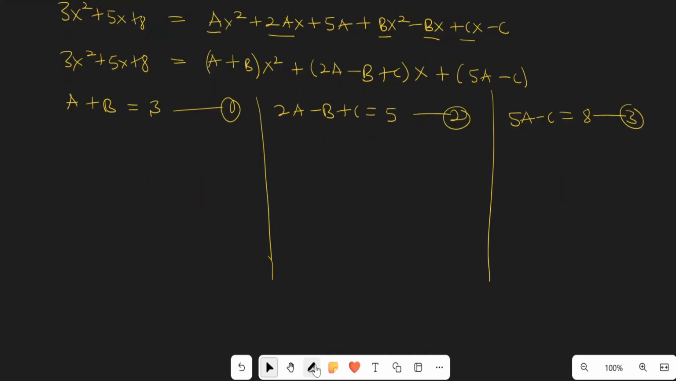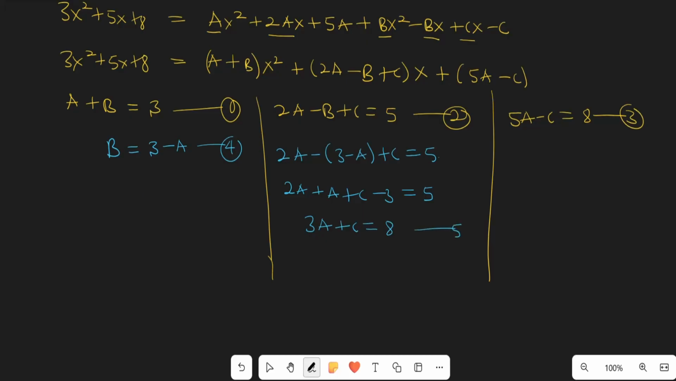So from equation 1, we can find an expression for B in terms of A as 3 minus A. We can call this equation 4, and we can substitute that in here. So that is going to be 2A, and in place of B, I'm going to write 3 minus A, plus C, and that is equal to 5. This simplifies to 2A plus A plus C minus 3 equals 5, and that sums to 3A plus C equal to 5 plus 3, that is 8. We can call this equation 5.